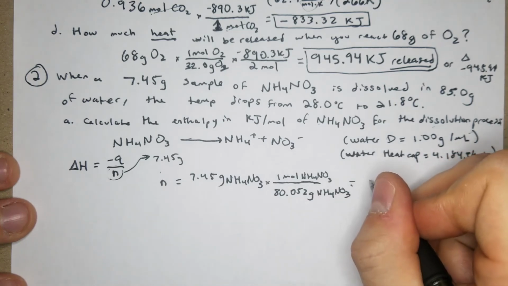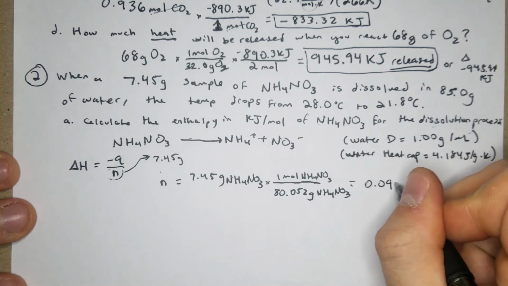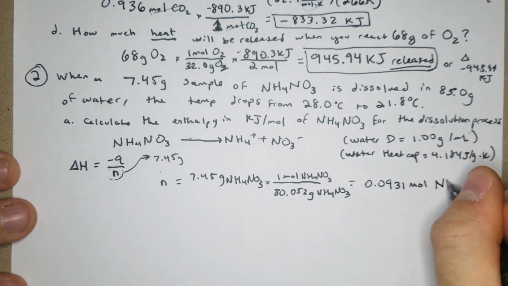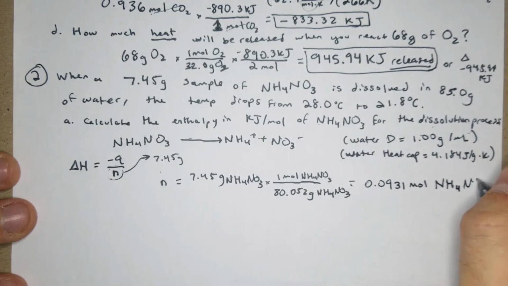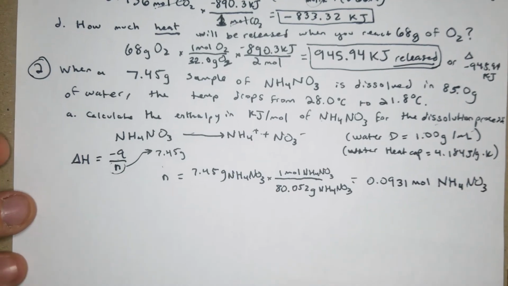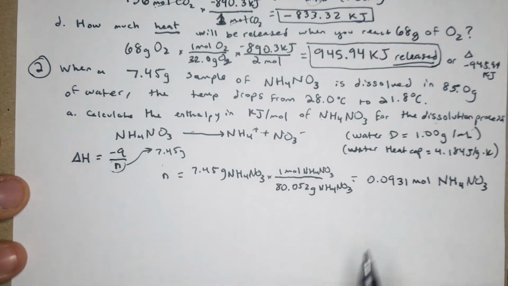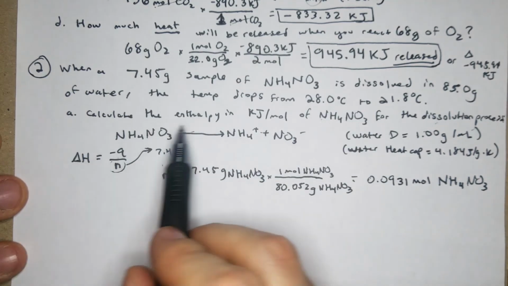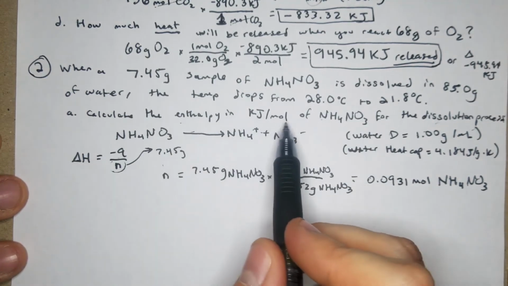Okay, so we got 0.0931 moles of NH4NO3. So now that we know our n, we can throw it right back into this formula here and get a little bit closer, because what are we calculating? Calculate the enthalpy in kilojoules per mole.